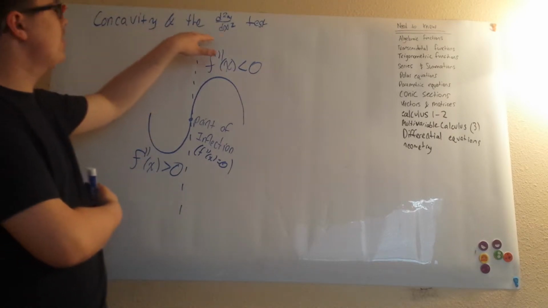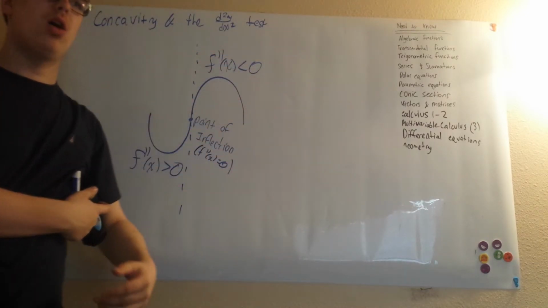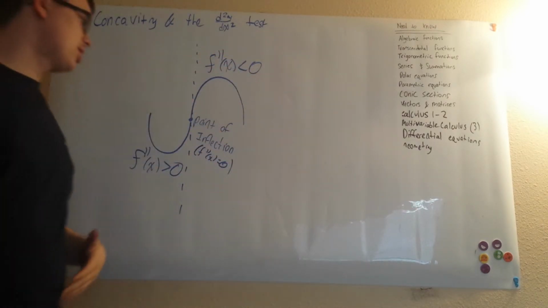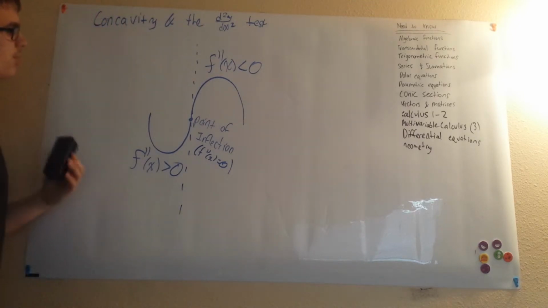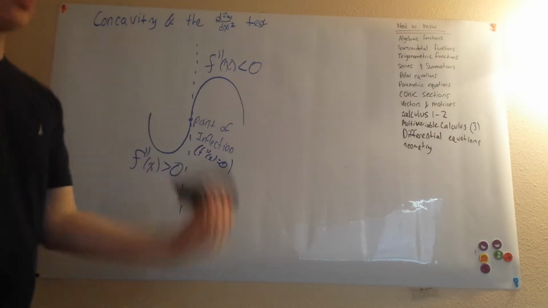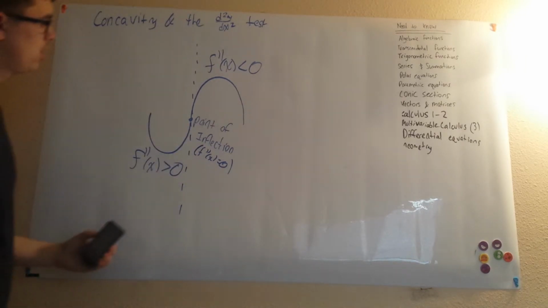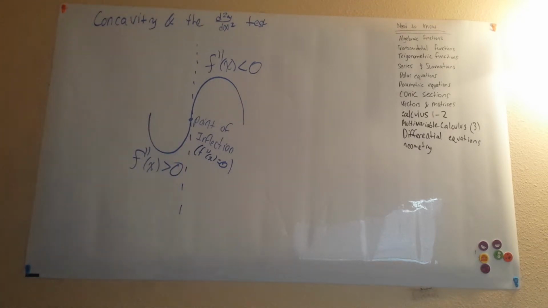But this is not the second derivative test. It is a test for concavity, and that's saying whether you have an inflection point or you don't. The second derivative test is a test for relative extrema. But jot that down now.